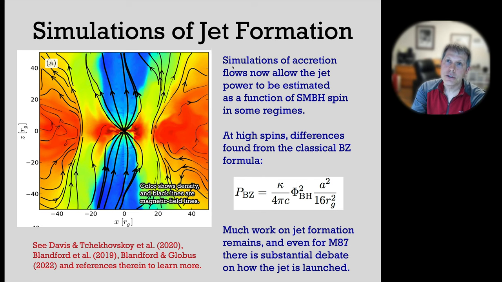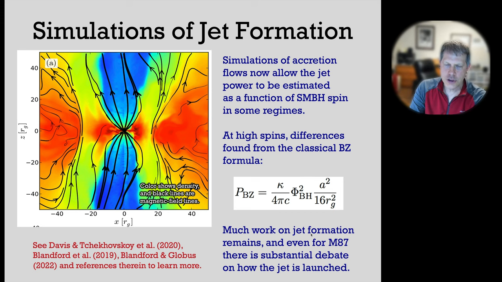Anyway, simulations of accretion flows now allow the jet power to be estimated as a function of supermassive black hole spin in some regimes and under some set of reasonably well-motivated assumptions. And indeed, at high spins, differences are found between what is computed and what is expected from the classical Blandford-Znajek formula listed here, which I will not go into in detail, but you can read about it if you're interested.